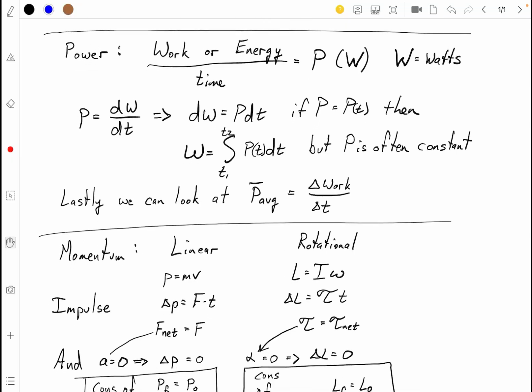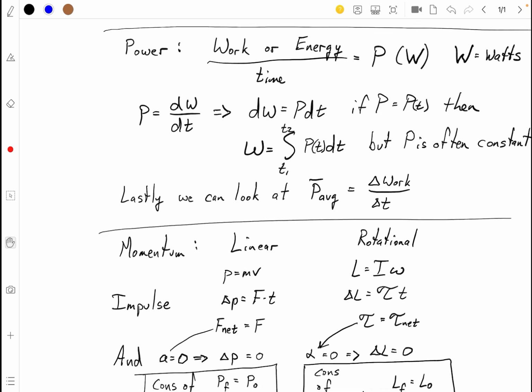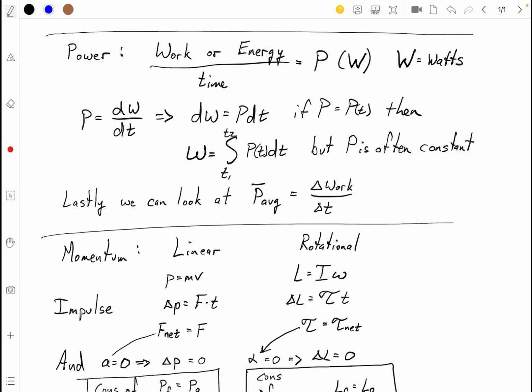All right, let's talk about power. Work or energy per time. Whatever you've got, an engine and it's producing energy, how much energy does it do per time? That's the power. Or how much work can you do in a certain amount of time? That is your power. All right, power is in watts. For those of you who don't know, watts.